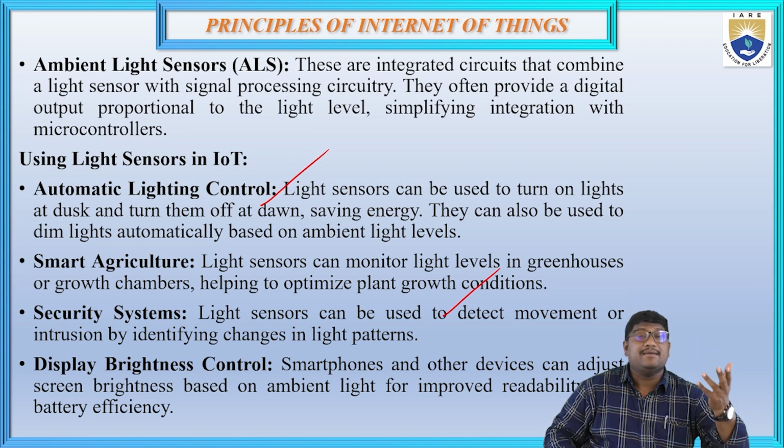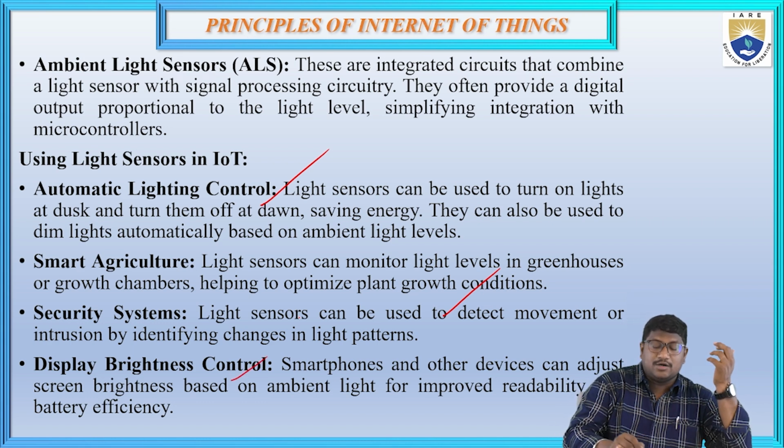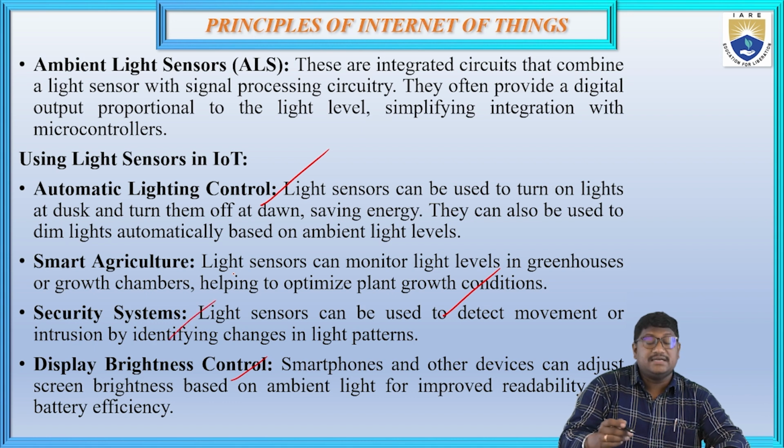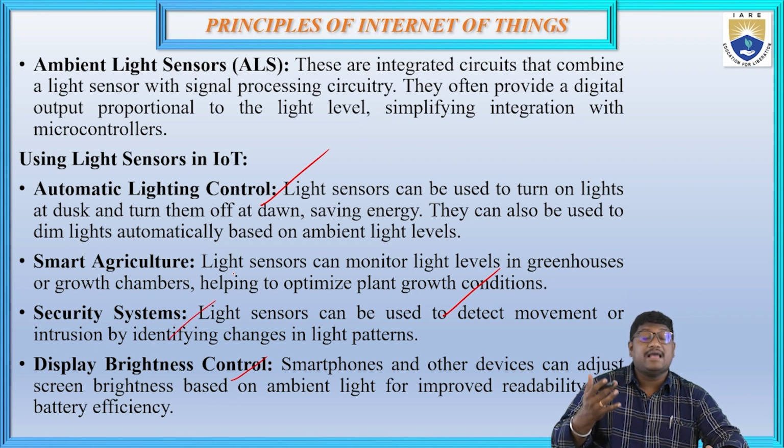These are the real-time examples which we are seeing in our day-to-day life. Display brightness control, which is done by most of you in your smart gadgets. Security systems, which you have seen in your respective apartments or in your organizations. And coming to smart agriculture, those who know about greenhouses know this perfectly. And also automatic lighting systems.